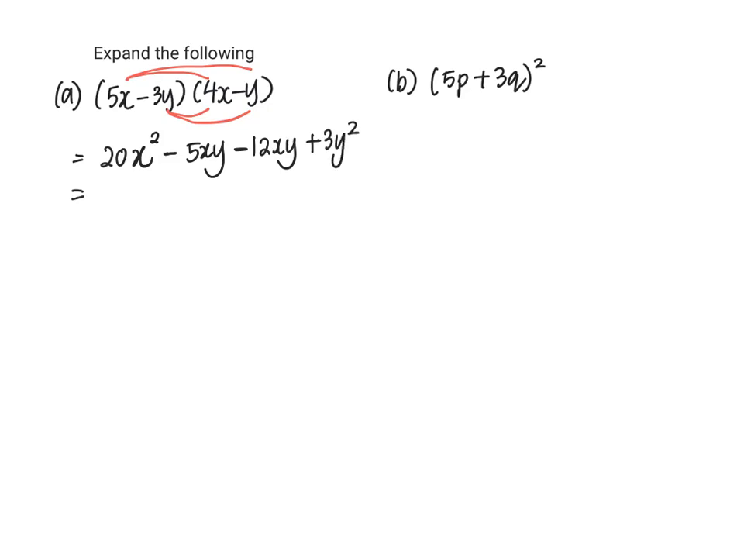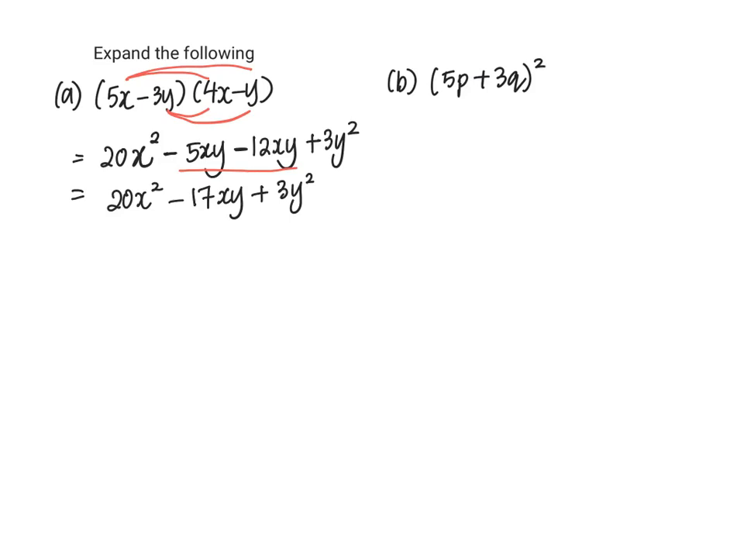Simplifying, we have these two to be the same term, so we can get 20x squared negative 17xy. If you are not sure of a mental calculation, please use the calculator, plus 3y squared. So this will be our answer. Alright, let's take a look at B.